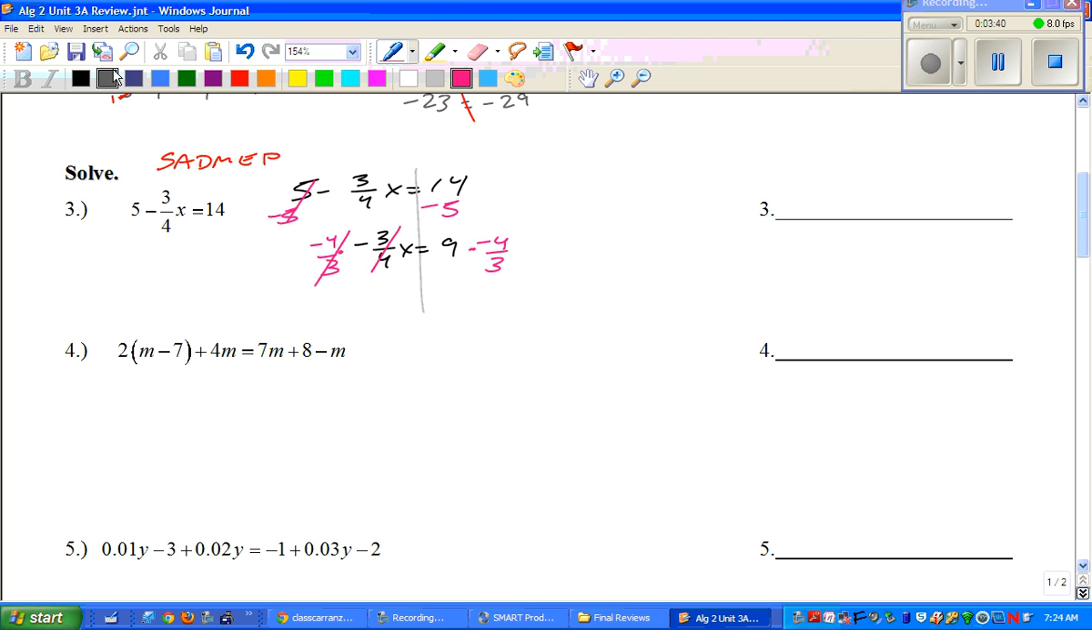Okay, your fractions cancel. Off to the side, 9/1 times -4/3. Kitty corners again, they can reduce. And that's -12/1, or -12.